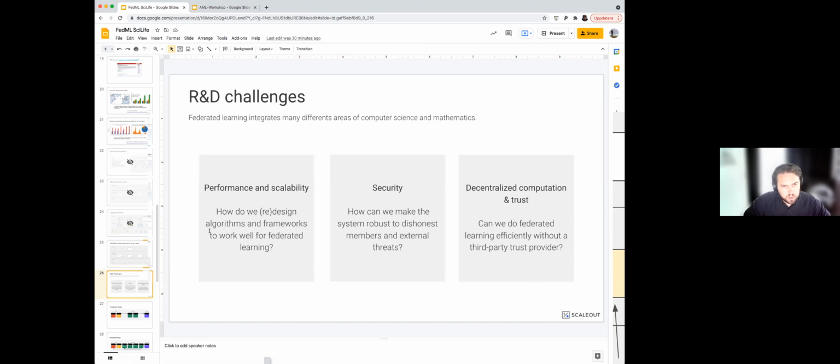So I wanted to end this part with a few hints on why this is interesting from an e-science perspective. And everyone has their own favorite, but I think it's a really interesting research problem from the performance and scalability point of view. Essentially, how do we design frameworks and algorithms to work well and to be highly performant? It's tied also to usability, because they also need to be reasonably easy to use. Security is, of course, at the heart of this challenge. How do we make the systems robust to dishonest members in the alliance or external threats?